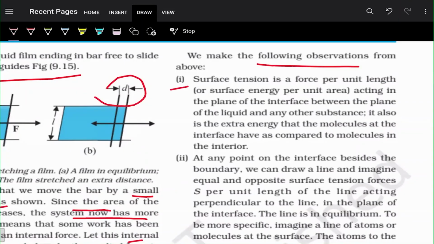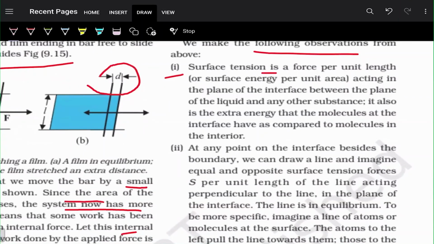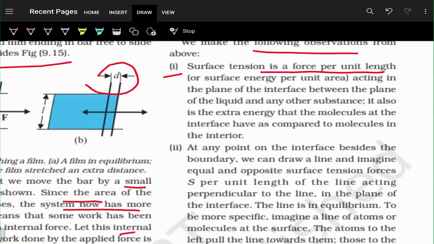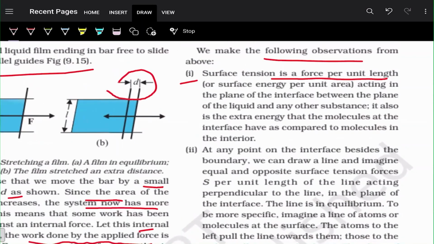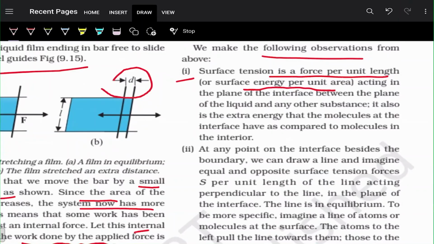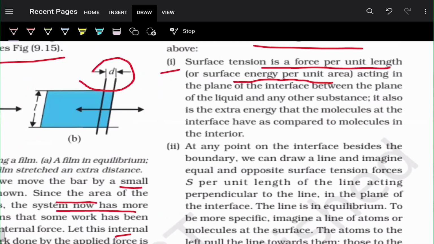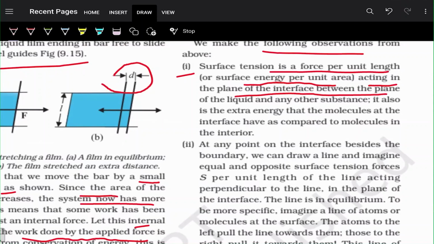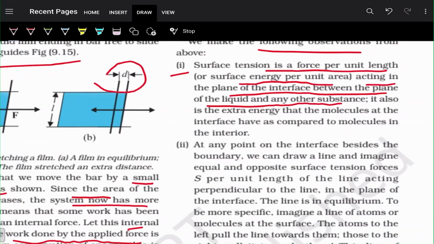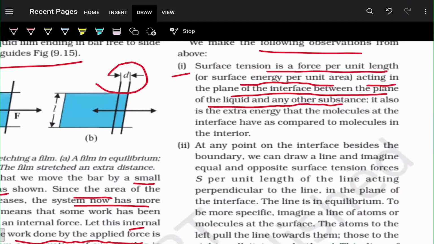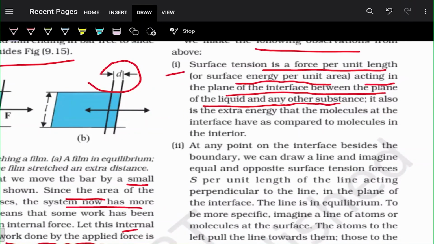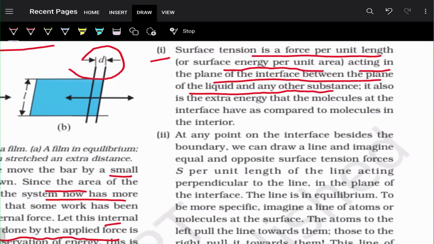See, what is surface tension? Surface tension is a force per unit length, or surface energy per unit area, acting in the plane of the interface between the plane of the liquid and any other substance. Where is it acting? Acting in the plane of interface between the plane of the liquid and any other substance. It is also the extra energy that the molecules at the interface have as compared to molecules in the interior.